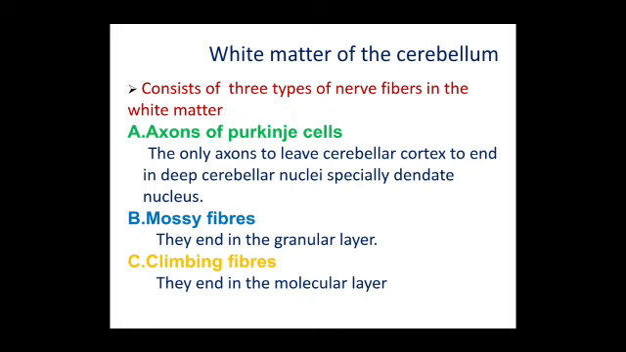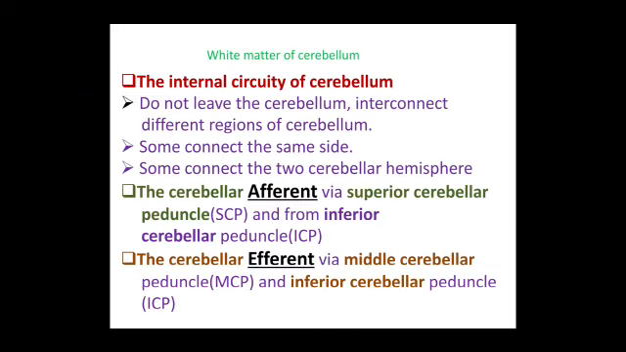So it mainly consists of 3 nerve fibers in the white matter. Axons of Purkinje cells are the only axons to leave the cerebellar cortex, to end in the deep cerebellar nuclei, especially the dentate nucleus. Mossy fibers end in the granular layer and climbing fibers in the molecular layer. The internal circuitry fibers of the cerebellum do not leave the cerebellum but interconnect different regions in the cerebellum. Some connect the same side, some connect the two cerebellar hemispheres.